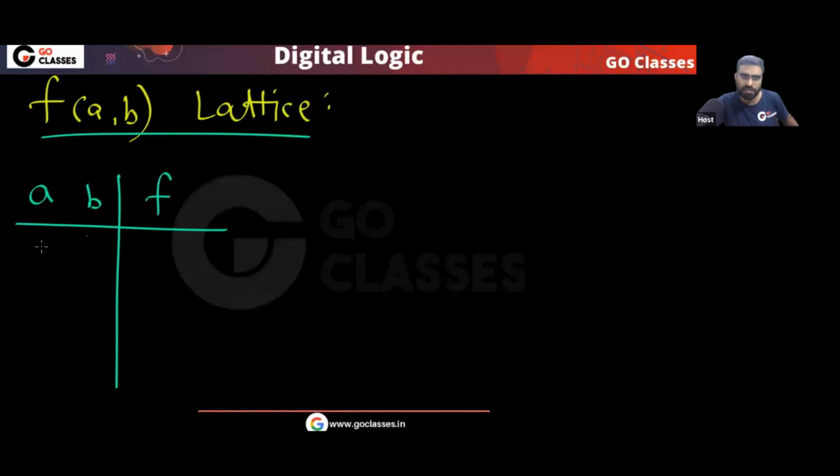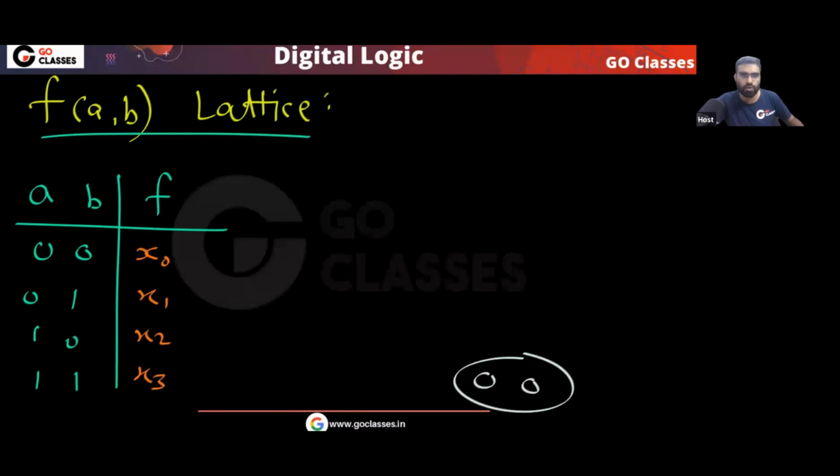This is your two variable function: 0, 0, 0, 1, 1, 0, 1, 1. Here the value is, let's assume, x0, here value x1, here value x2, here value x3. So what lattice will you get for a two variable function? The lattice will be like this. On the bottom, you will have 0, 0.